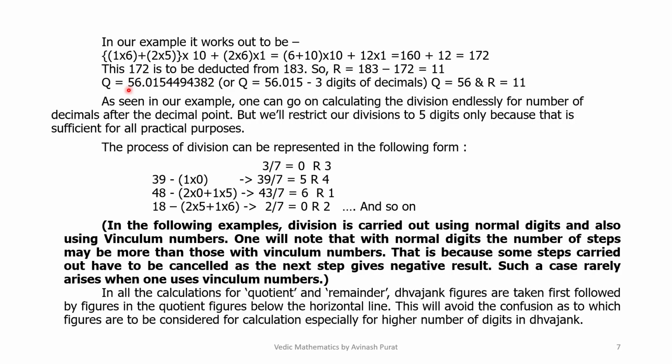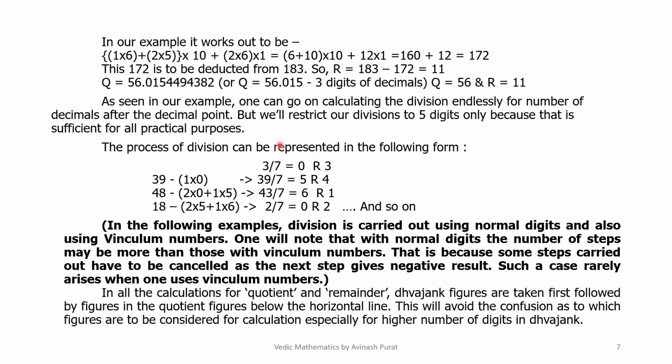So Q equals 56.01544, or Q equals 56.015, that is 3 digits of decimals, or Q equals 56 and R remainder equals 11. As in our example, one can go on calculating the division endlessly for any number of decimals after the decimal point, but we restrict our divisions to 5 digits only because that is sufficient for all practical purposes.